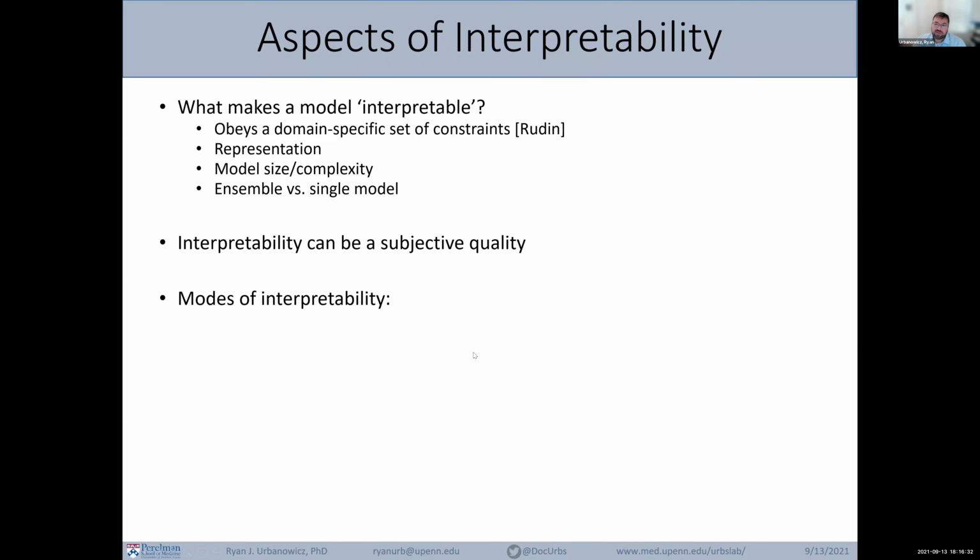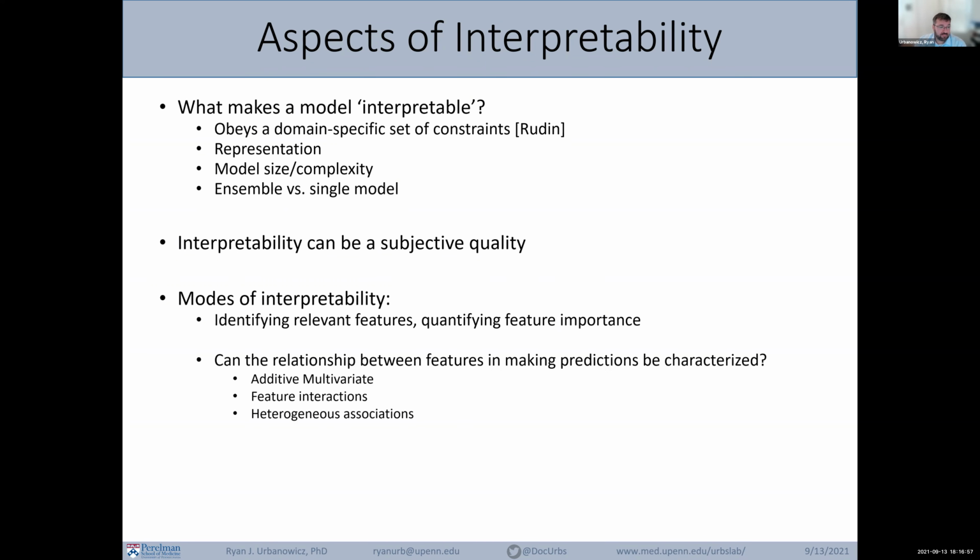There are a few modes of interpretability that I think are pretty commonly thought about when it comes to trying to interpret machine learning models. The first and simplest, I think, is identifying relevant features and quantifying the importance of features in your data set. So there's aspects of feature selection here and ranking what features are most important to making accurate predictions and understanding that.